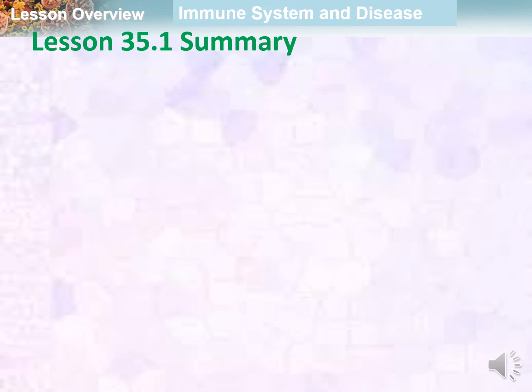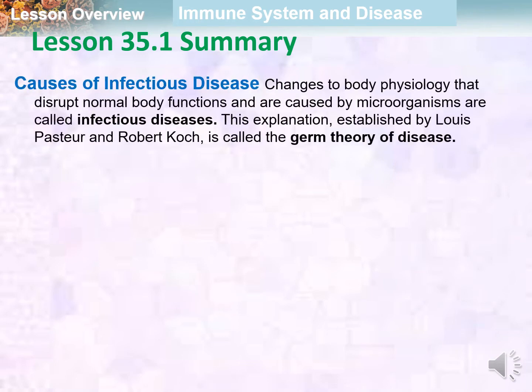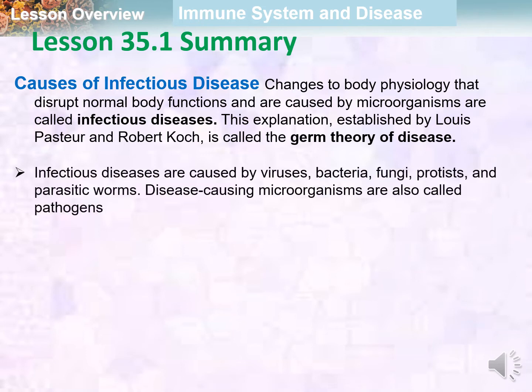So let's start with the summary of Lesson 1, which is on infectious diseases. The changes to body physiology that disrupt normal body functions and are caused by microorganisms are called infectious diseases. This explanation, established by Louis Pasteur and Robert Koch, is called the germ theory of disease. Infectious diseases are caused by viruses, bacteria, fungi, protists, and parasitic worms. Disease-causing microorganisms are also called pathogens.